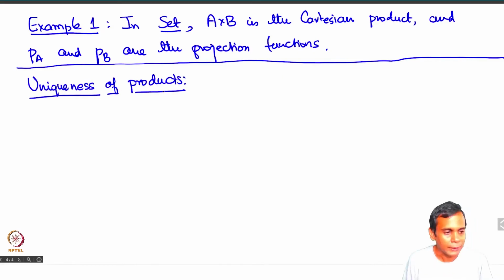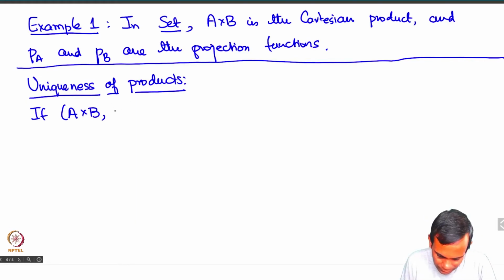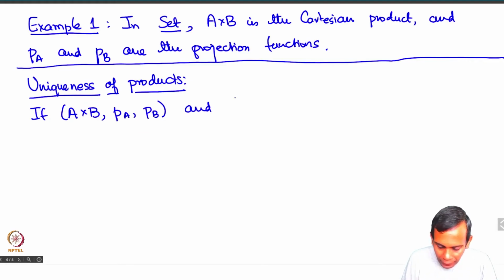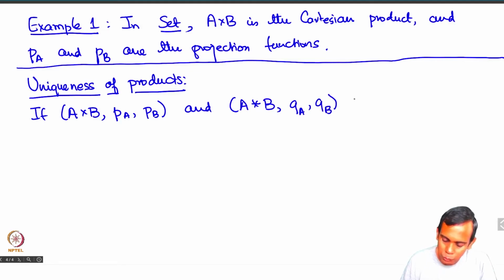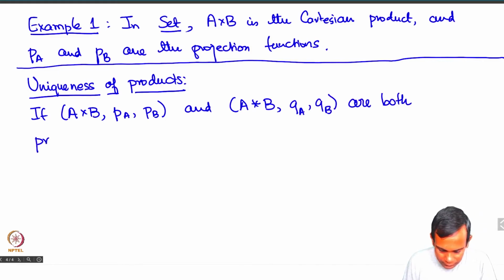So the statement is the following. If we have two different products, so A cross B, remember a product comes with these projection maps, PA, PB, and let's say we have another notion of product, A star B, so this is a different object in the category possibly, and we have maybe projection maps which I'll call QA, QB, are both products in a category C of the objects A and B.